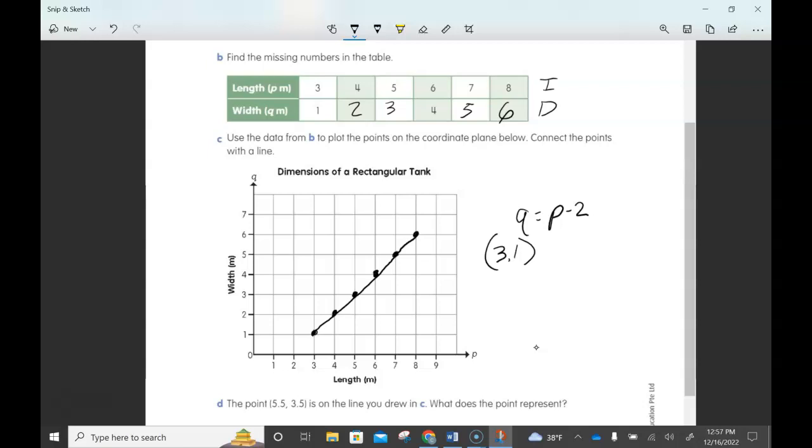So that's using a graph to represent a linear equation, and we're going to conclude the video with this. It concludes the video on writing linear equations. If you have any questions about writing linear equations, please come and see me.